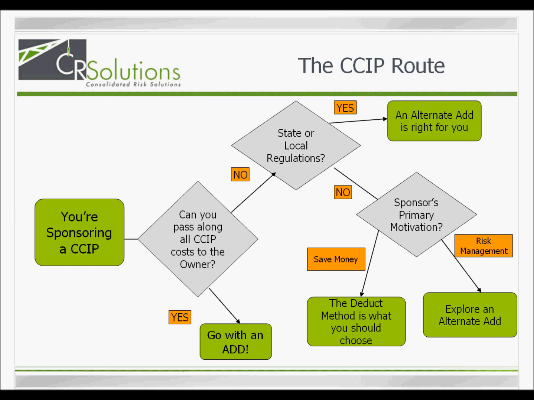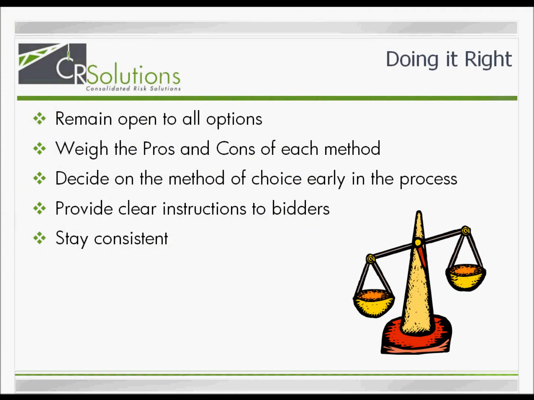However, if the CM or GC is forced, due to a competitive market or other constraints, to take on a large portion of the risk associated with the CSIP, then a deduct should be considered. Obviously, there is no black and white approach to determining which method is right for your project. As we mentioned earlier, there are many variables that play a part in this decision. That's why we urge you to be open-minded about each method. Try not to begin with preconceived notions based on personal preferences. Weigh the pros and cons of each method and evaluate which one is really right for you, your client, and your project. Decide on the method prior to sending out any bid documents.